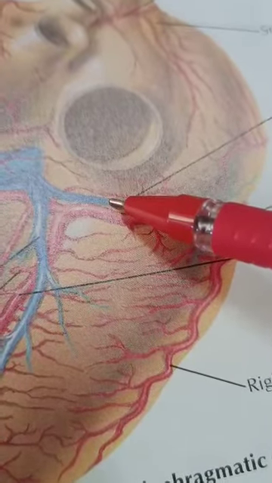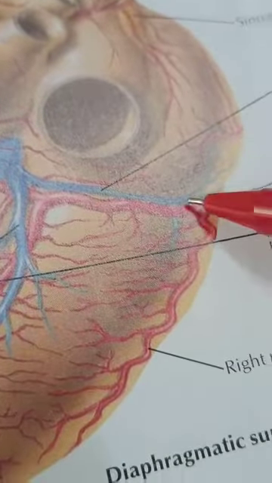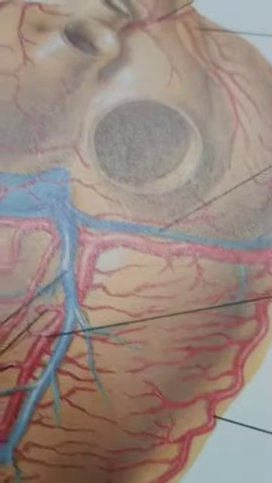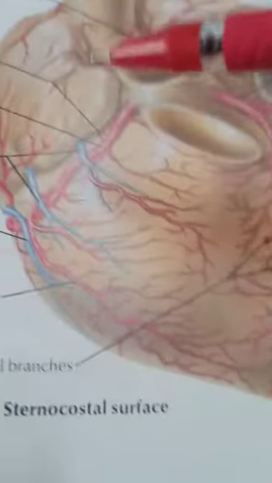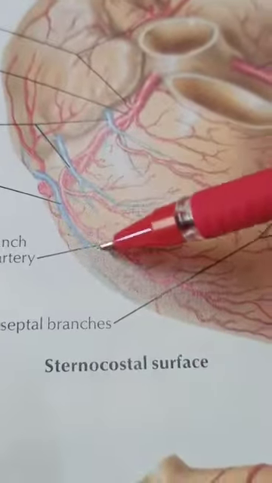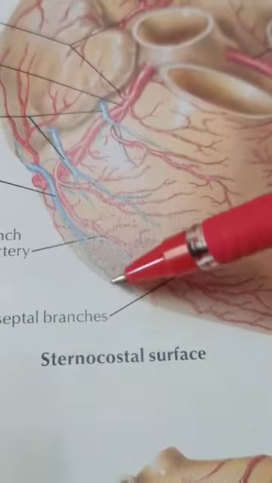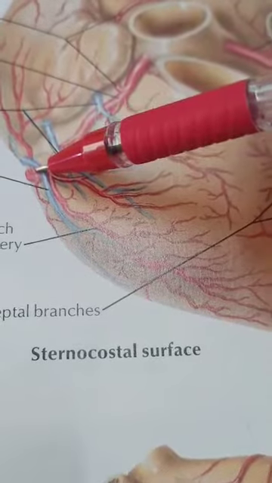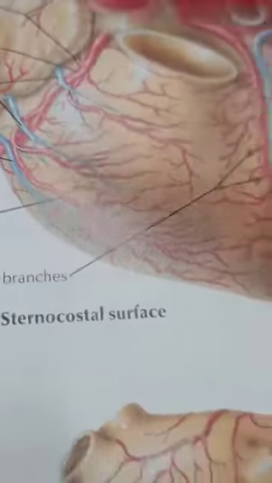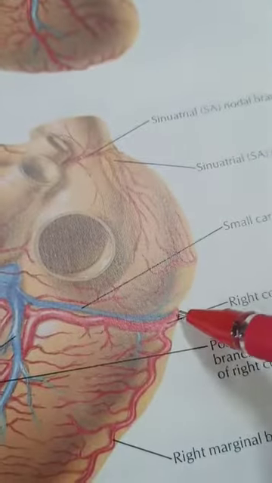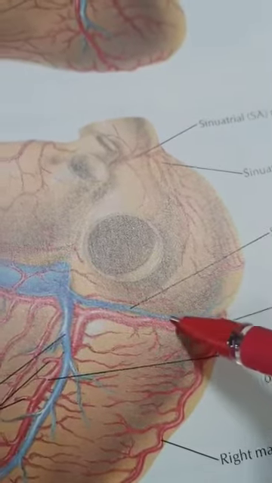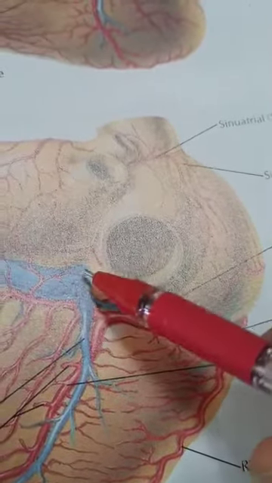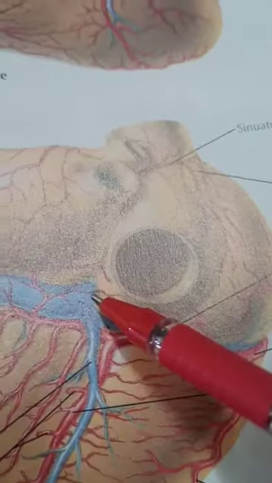Then the right marginal vein is there. The right marginal vein also drains into the... this is the marginal artery. So along with the marginal artery, we can see there is a vein, that is the right marginal vein. This right marginal vein drains into the small cardiac vein, and the small cardiac vein drains into the right end of the coronary sinus.